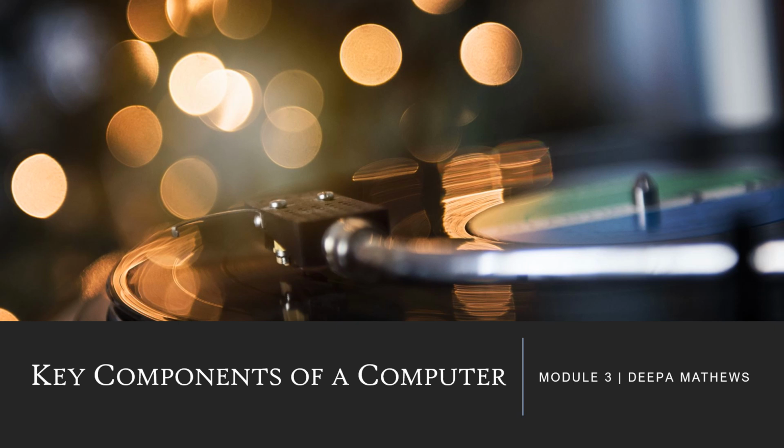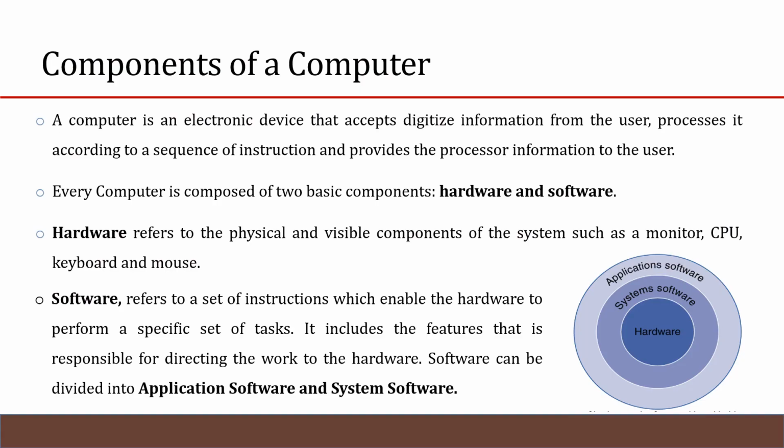Hello, my dear students. Today, let us discuss the 5 classic components of a computer. A computer is an electronic device which accepts digital information from the user, processes it according to the sequence of instructions, and provides the processed information back to the user.